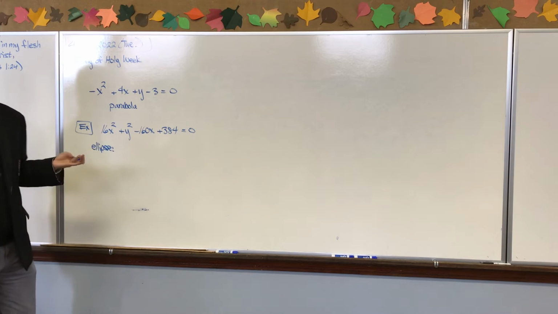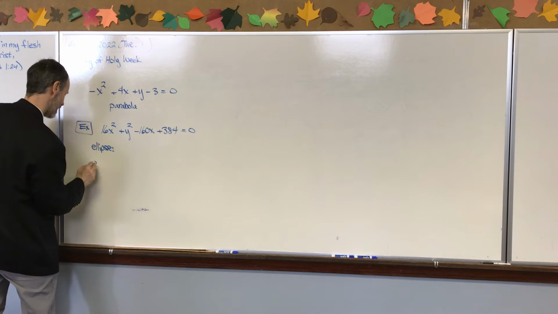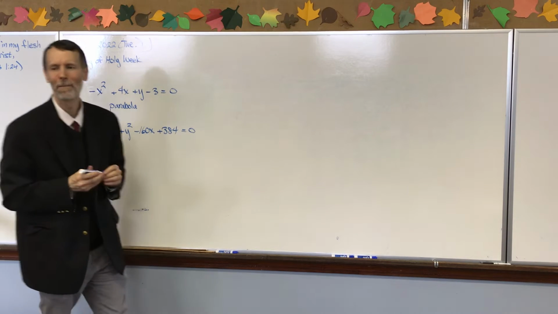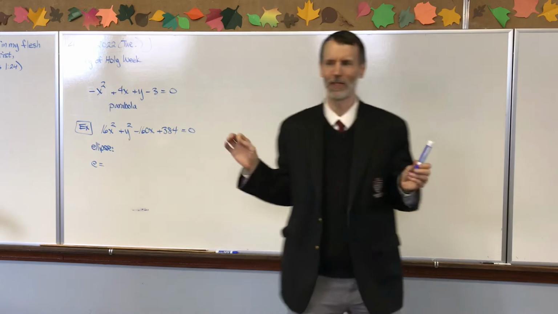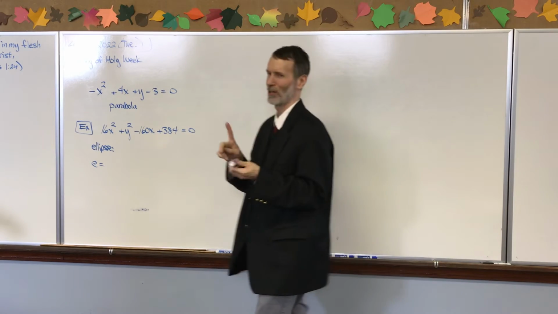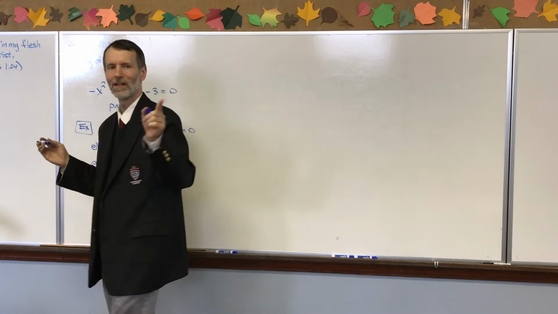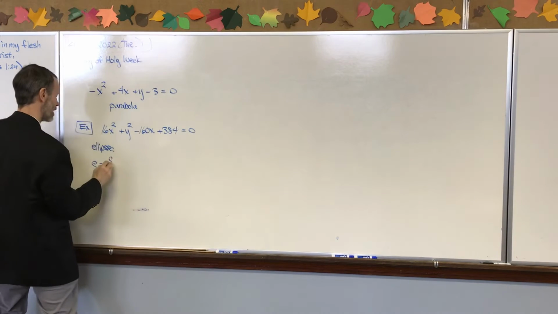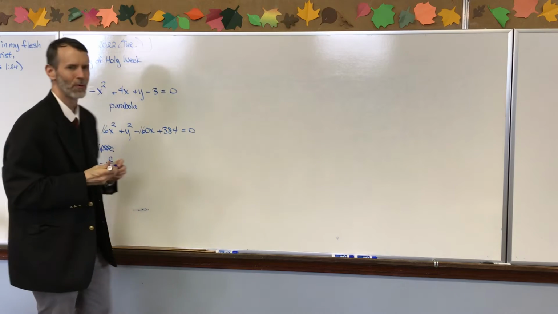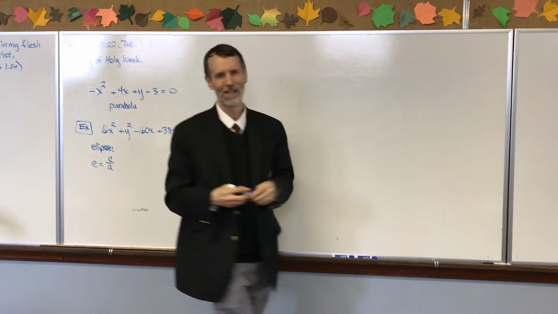Here's the first time we actually have to work for our bacon. I want to know the eccentricity. Can somebody give me the formula for the eccentricity, other than a parabola or a circle, which are easy? C over A, correct. What does C stand for, Sam?